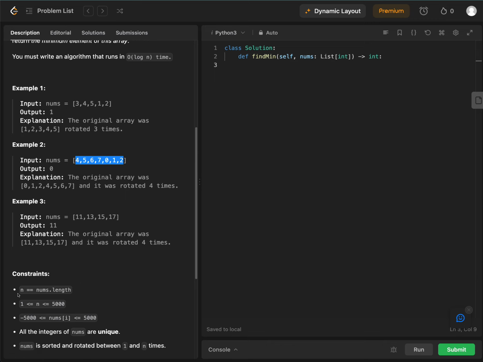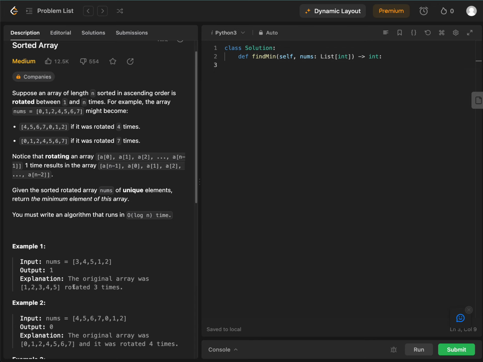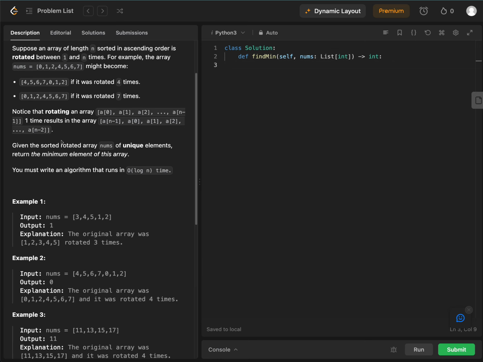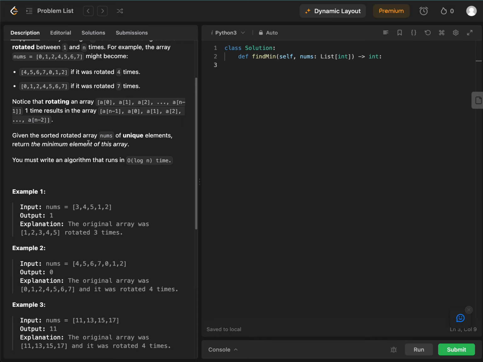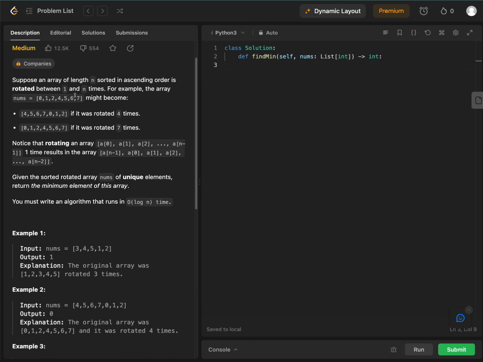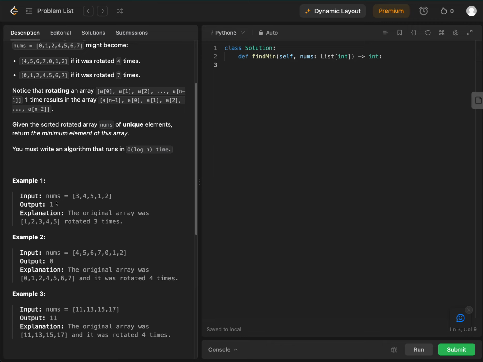And here we know that n is equal to nums.length. Okay, so the maximum times it can be rotated is the size of the array, right? So there is no wrapping around. We don't have to modulo it by n, right? In a case that it is rotated more than n times, for example, if it's rotated 8 times, then it's equivalent to rotating the array 1 time. It essentially achieves the same effect.